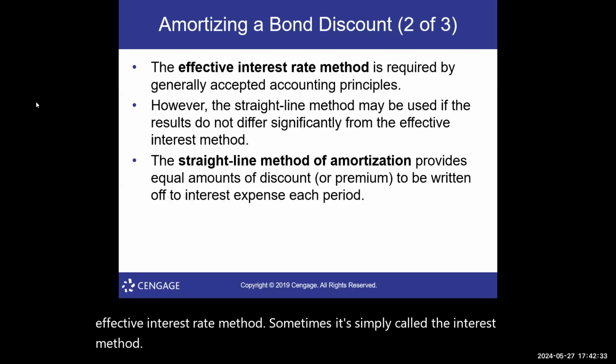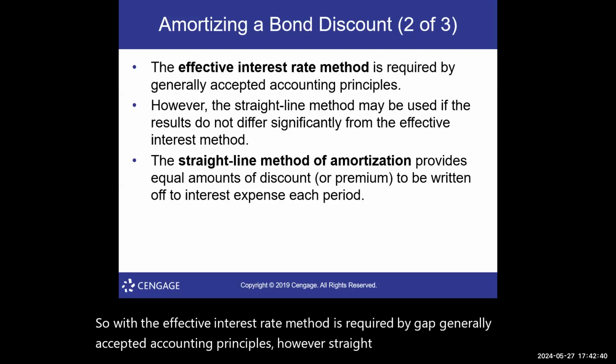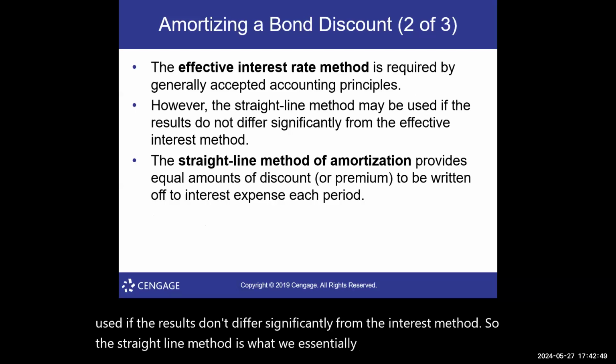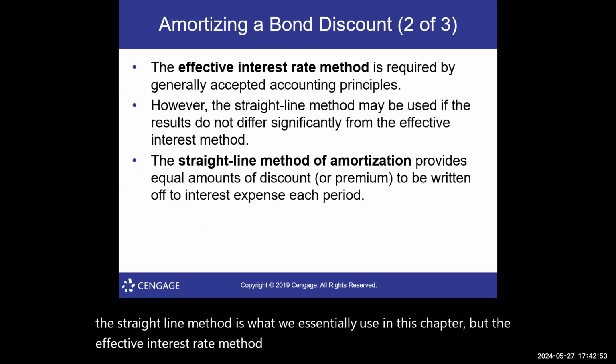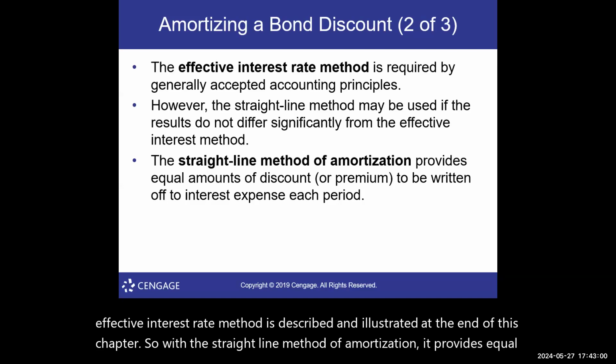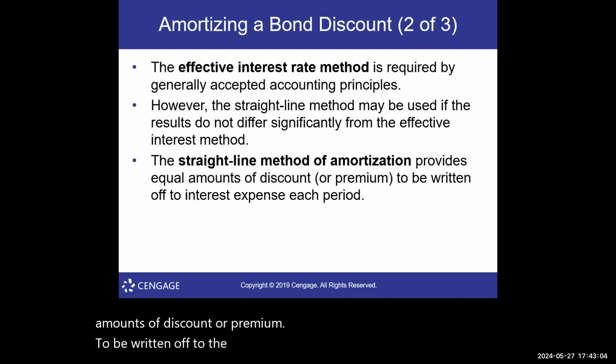So the effective interest rate method is required by GAAP, generally accepted accounting principles. However, the straight line method may be used if the results don't differ significantly from the interest method. So the straight line method is what we essentially use in this chapter, but the effective interest rate method is described and illustrated at the end of this chapter. With the straight line method of amortization, equal amounts of discount or premium are written off to the interest expense each period.